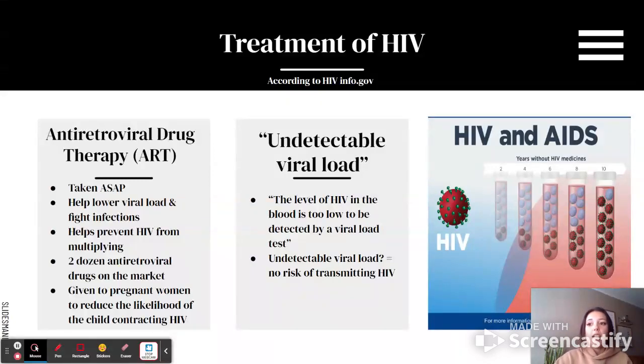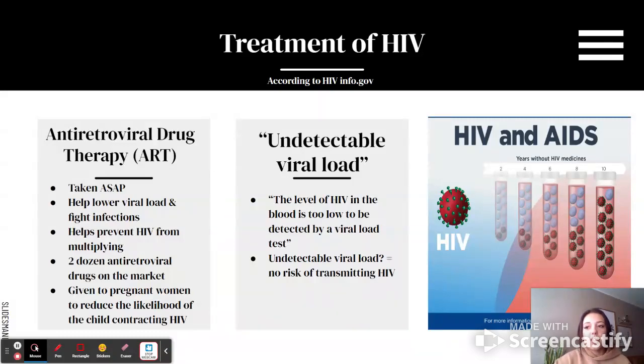There are 24 antiretroviral drugs on the market. And then depending on comorbid conditions, drug resistance, allergies, and the individual's needs, etc., this will determine which medications are put together to make the HIV regimen. So basically every single person with HIV is not going to have the same treatment because it uses a combination of drugs to help treat them.